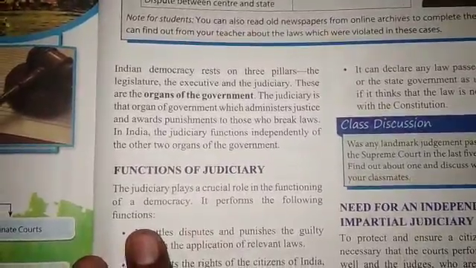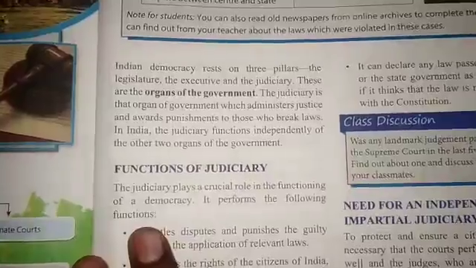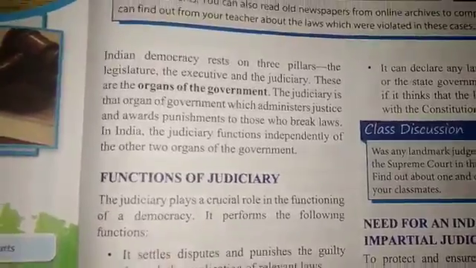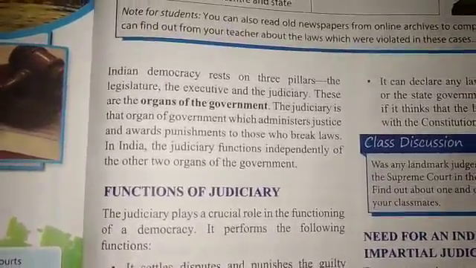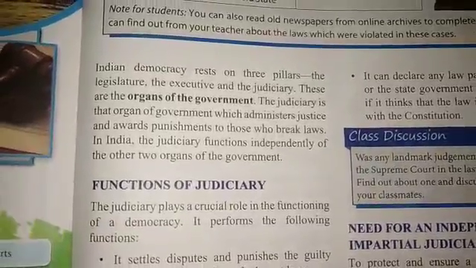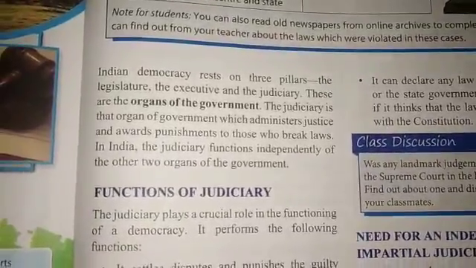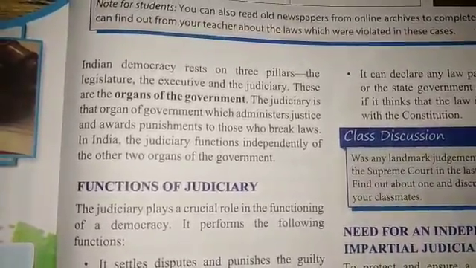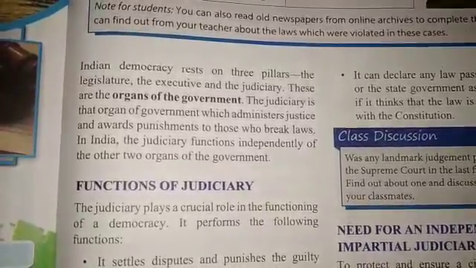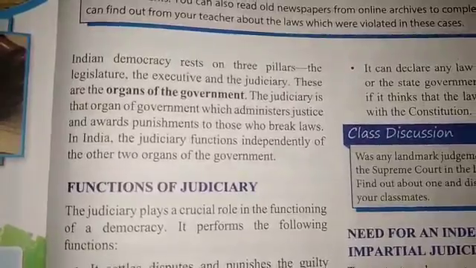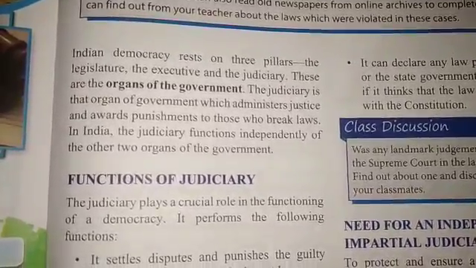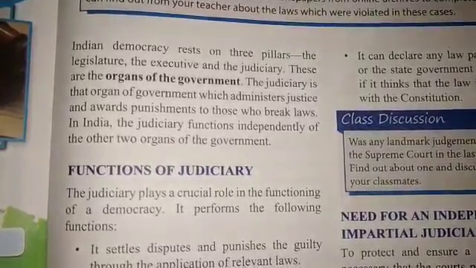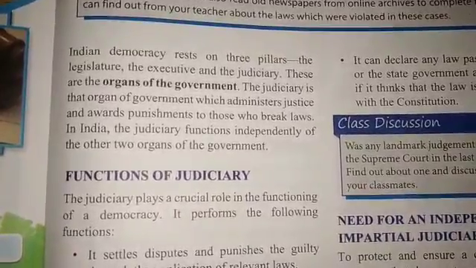Indian democracy rests on three pillars: the legislature, the executive and the judiciary. As has been taught to you earlier, Indian democracy has three main pillars. They are the legislature, executive and judiciary. So these are the organs of government. The judiciary is the organ of government which administers justice and awards punishment to those who break the law. In India, the judiciary functions independently of the other two organs of the government.